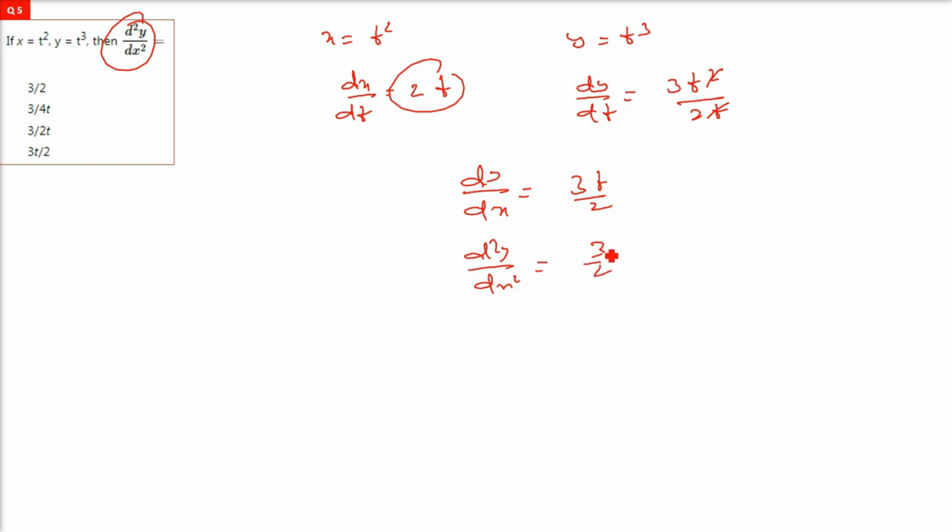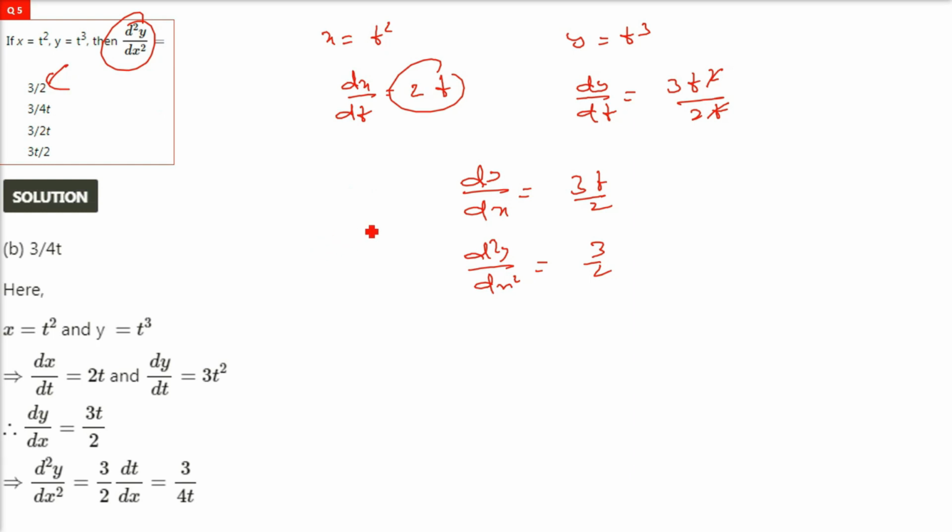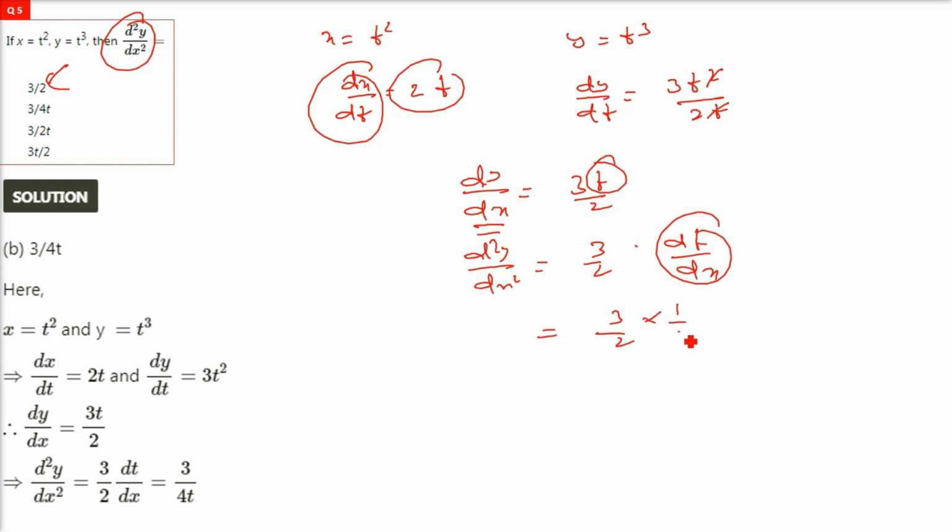So 3 by 2. Now, because t is there, dt by dx also has to be there. So d2y by dx2 is 3 by 2 times dt by dx, and dt by dx is nothing but the reciprocal of dx by dt. Dx by dt is 2t. So 3 by 2 into 1 by 2t, this is 3 by 4t. This is your d2y by dx2. This is your answer. The B option is correct.